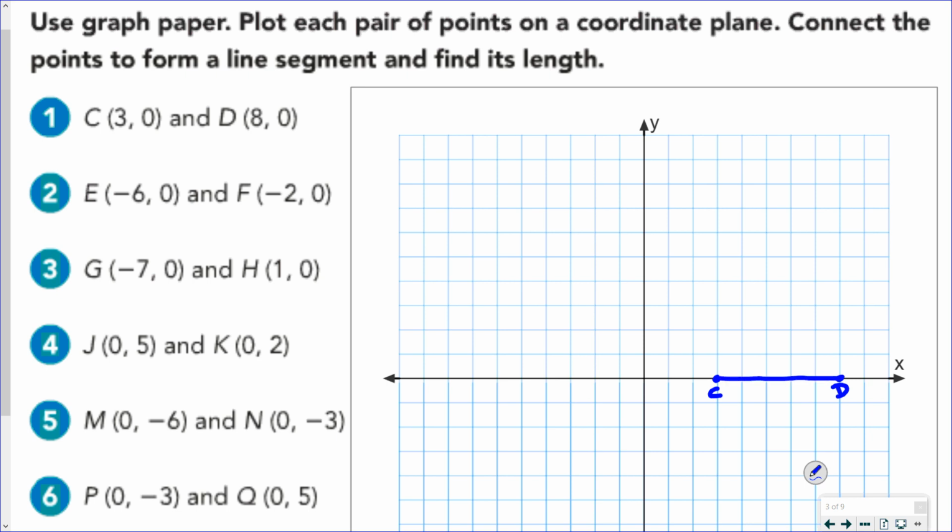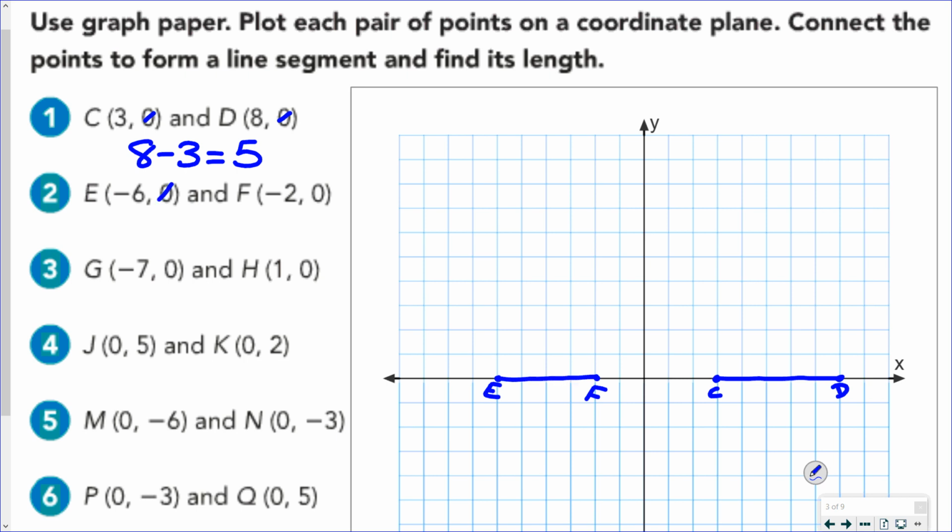And I'm going to connect to make that line segment. And then my y coordinates are the same, so I'm not going to use those. My x coordinates have the same sign, and they're both positive, so I can just do the straight subtraction here. 8 minus 3 is 5. For number 2, E is at -6, 0, so I would go to the origin. I go to the left 6. There's E. I go back to the origin. I go to the left 2 for F, and I connect.